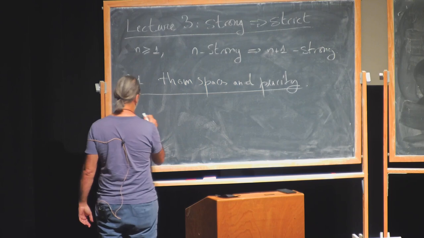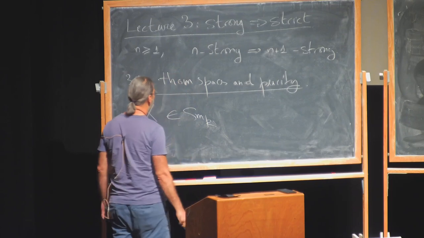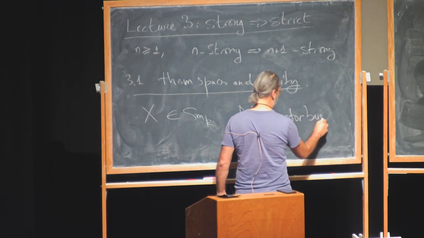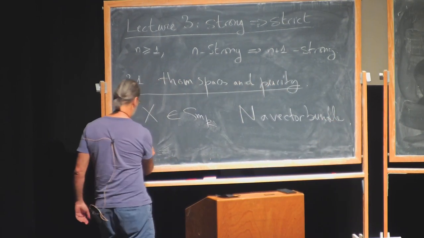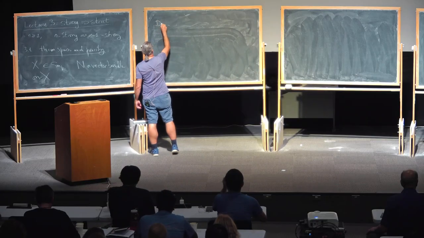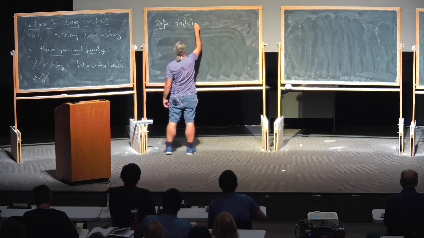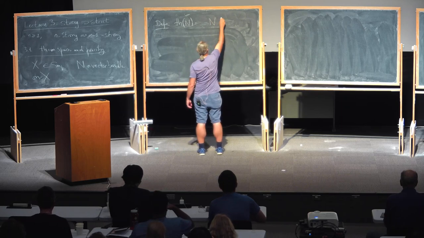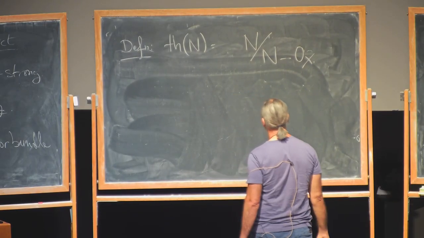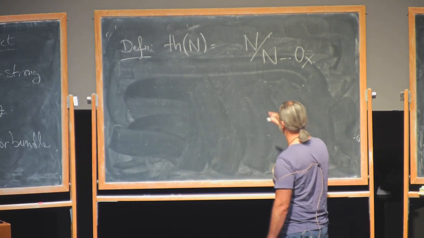So we have X, which is some smooth variety over k, and we have N, a vector bundle. We define the Thom space of N. Basically, this is the quotient of N by the complement of the zero section of N. Here I'm writing N for the discrete sheaf represented by N.